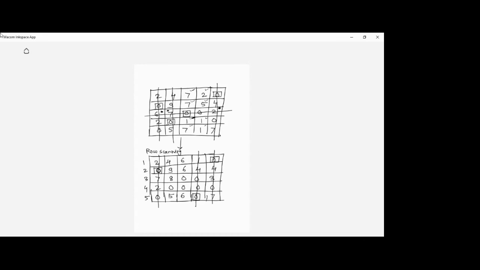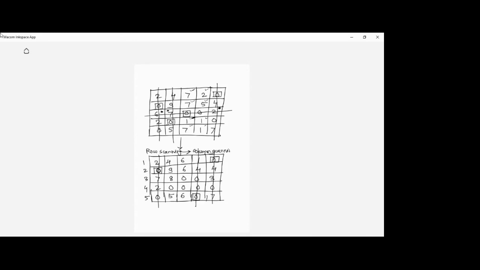After doing so, we are going to check whether all the zeros are cancelled or not. If with the help of row scanning all the zeros are cancelled, there is no need of column scanning. But here you can see that a few of these zeros are still pending, and what we are going to do next is the column scanning. So the next step is the column scanning, right?